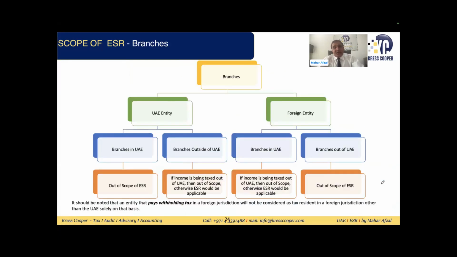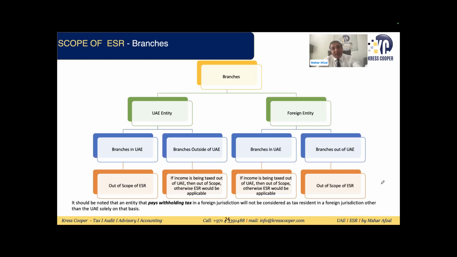So branches: if one company has hundreds of branches in the UAE, ESR will not be applicable on each branch. ESR will be applicable at the headquarter or the holding company. If a company has a branch outside the UAE and that branch is being taxed outside the UAE, then it will not be subject to ESR. If this branch is not being subject to tax outside the UAE, then it will be subject to ESR in the UAE. In the same way, for a foreign entity, if the entity and branches are outside, it will not be subject to ESR.